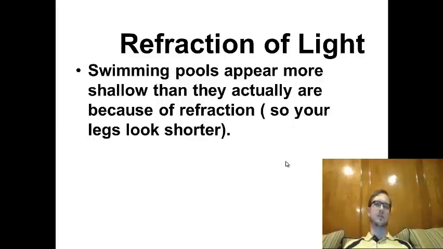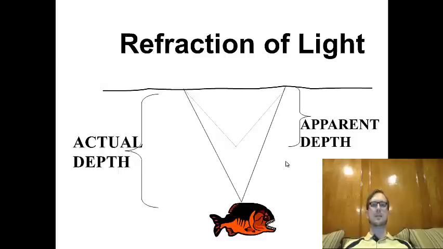This idea of refraction of light in a pool is a very common test question that comes up, because swimming pools appear more shallow than they actually are because of refraction. They'll also use this exact same idea with like spear fishing or something of the sort. If here's the surface of my water, so here's air above and water below, the speed of light is slower in the water than it is in the air.